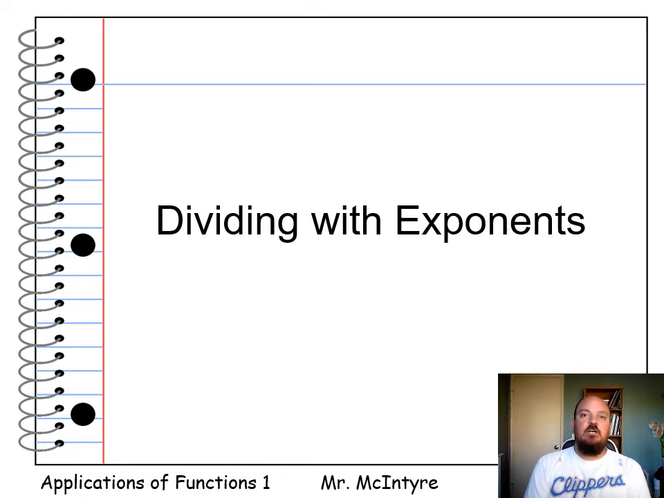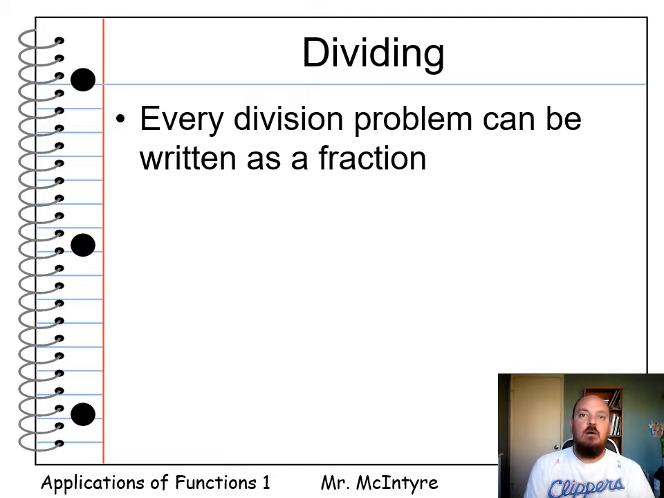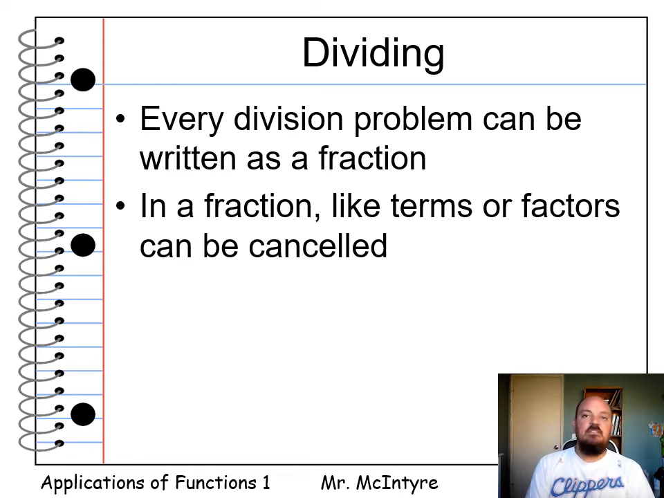All right, in our last video we talked about multiplying with exponents, and today we're going to do dividing. The first thing I want to mention to you guys, dividing is basically the same as fractions. Every division problem can be written as a fraction, or every fraction can be written as a division problem. And that's important for what we're going to do, because when you're looking at fractions, you can do canceling. You can cancel like terms or like factors. So if you have a fraction and you have an x on top and an x on bottom, you can cancel those out. We're going to use that to try and come up with a shortcut for dividing with exponents.